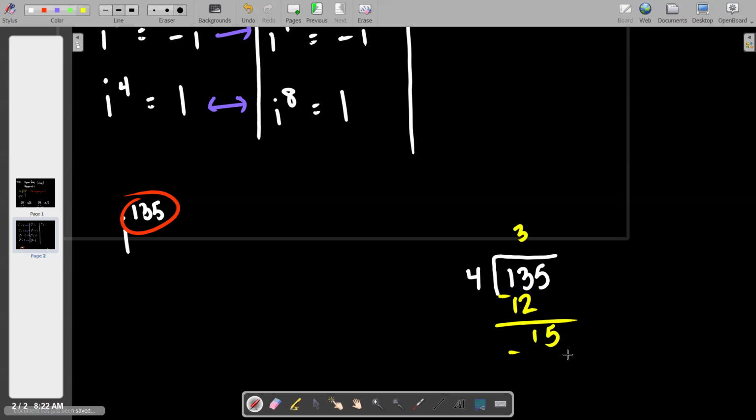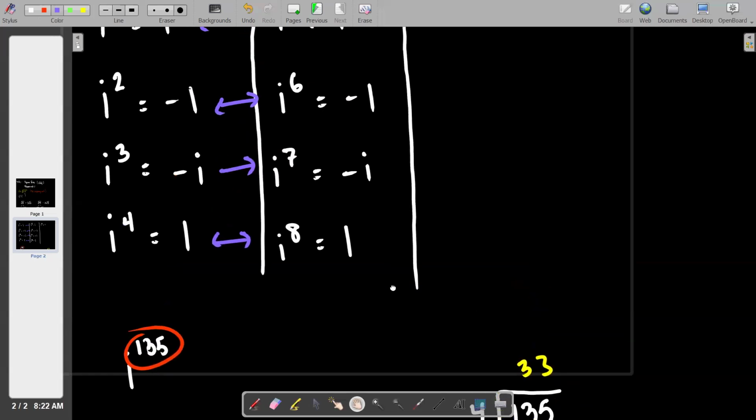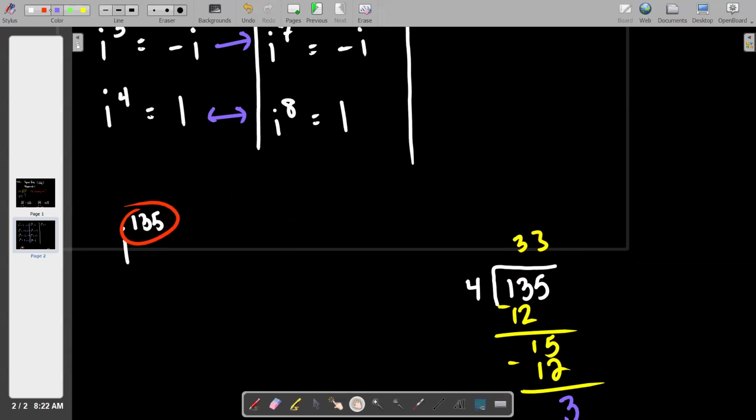Drop the 5. 4 goes into 15 3 times. 3 times 4 is 12. And this number that I'm writing in purple is very important. 3. What is that called? It's called the remainder. In a long division problem, a remainder is pretty important stuff. So what that's going to do is point us back to a very particular place in our original table. So remember that for this i to the 135th power, we're thinking, okay, R equals 3. And I'll show you how to do that on your calculator here in a little bit.